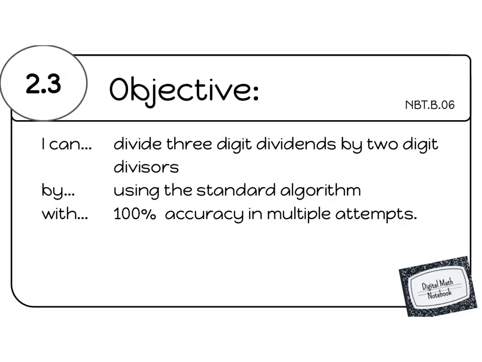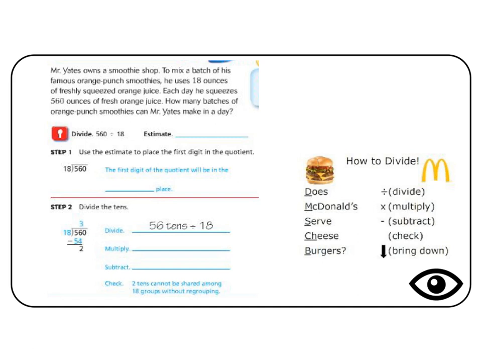Today's objective is: I can divide 3-digit dividends by 2-digit divisors by using the standard algorithm with 100% accuracy in multiple attempts. Please pause to write the lesson objective in your math notebook. Today's lesson doesn't have a vocabulary, so let's go ahead and unlock the problem.